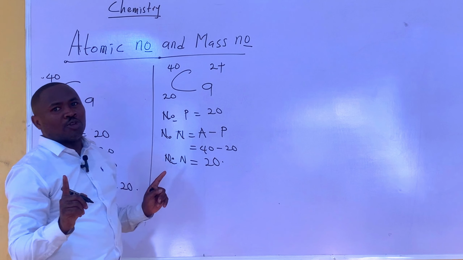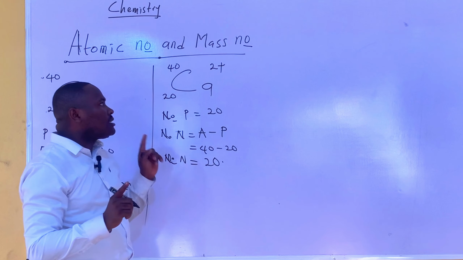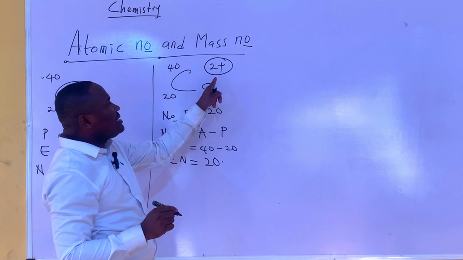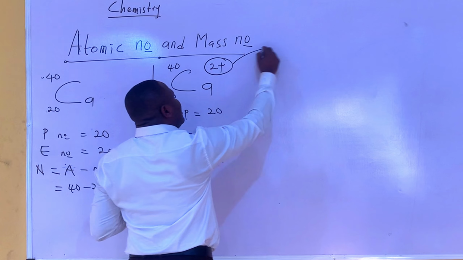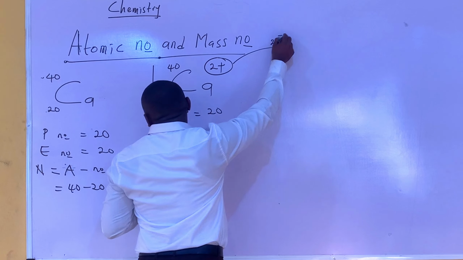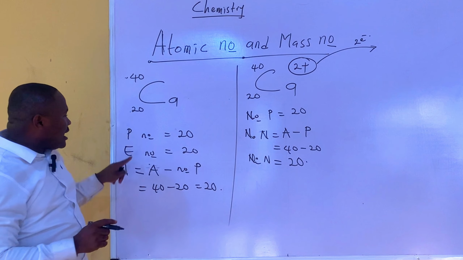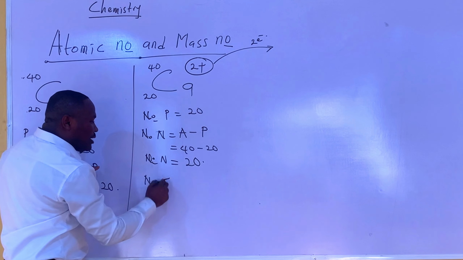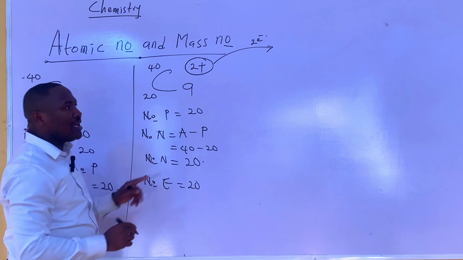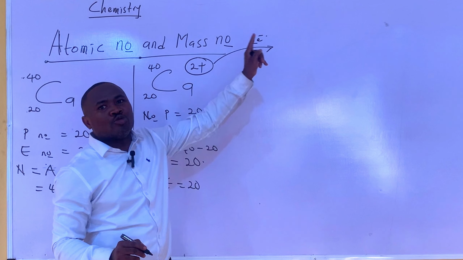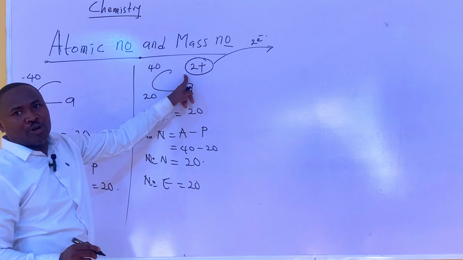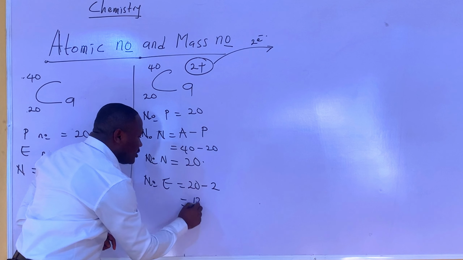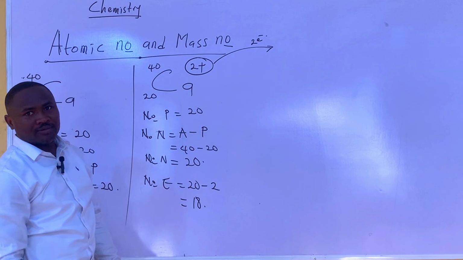What about the electrons? The electrons are where we'll pay more attention, because having a plus 2 charge means this atom will give out 2 electrons. Now remember, in the neutral atom the electron number is 20. So originally, the number of electrons would have been 20. But because it gives out 2 electrons to exist as an ion, it will be minus 2. So the number of electrons is now 18.